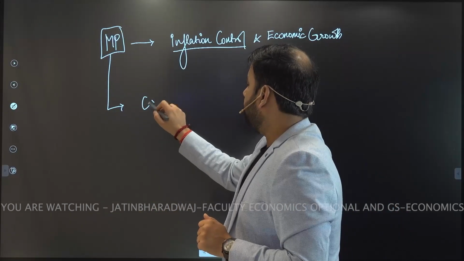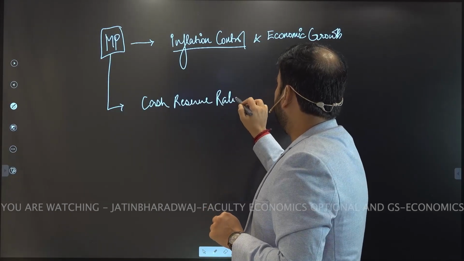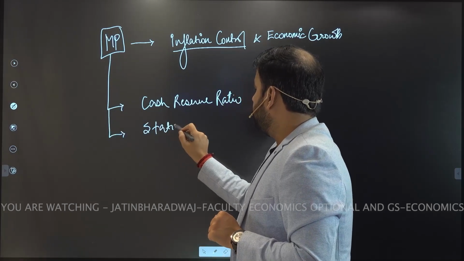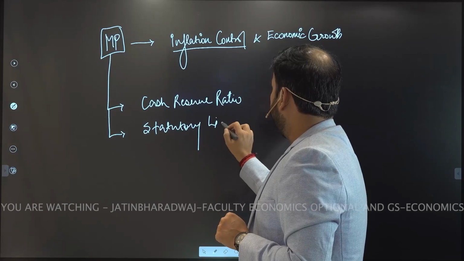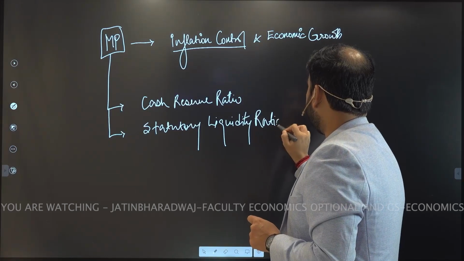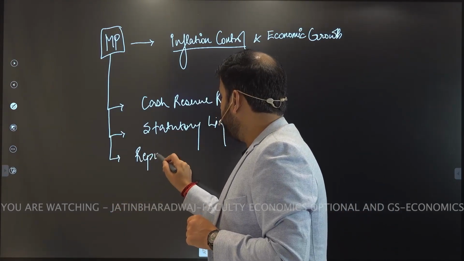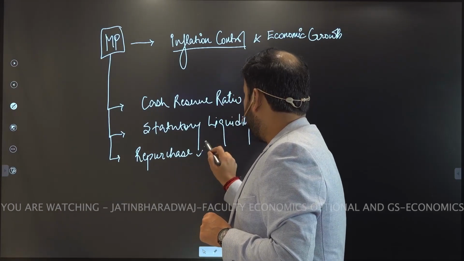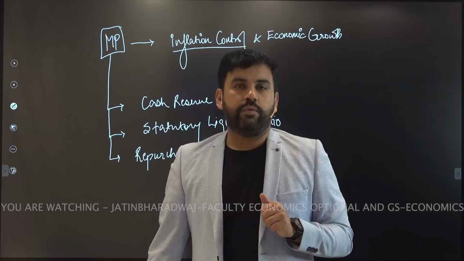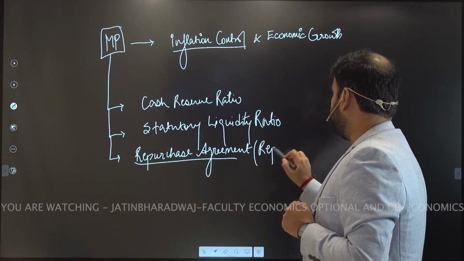They include cash reserve ratio, the first topic that we are going to discuss today. Then statutory liquidity ratio, the second topic that we'll be discussing, and the third one is repurchase agreements and its opposite, reverse repo or reverse repurchase agreement. Now this is also popularly known as repo. All right.